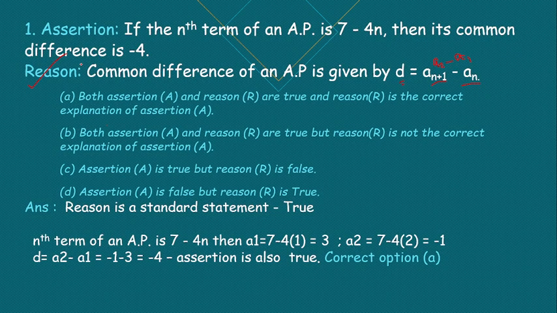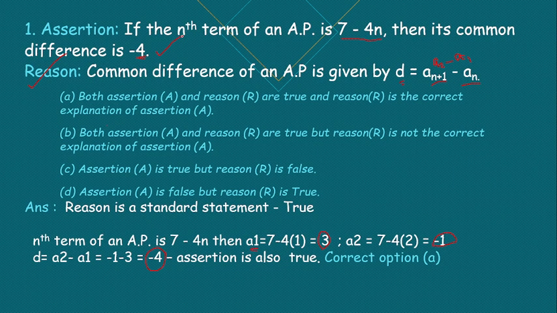Then the assertion. The assertion was given a general term to find the terms. This is the general term. So substitute 1, a1: you will get 7 minus 4 of 1, 7 minus 4, 3. Then a2, apply 2 in place of n, 4 twos are 8, 7 minus 8 is minus 1. This is term 2. Once you get term 1 and term 2, subtract them, you will get the common difference minus 4. Here also they mentioned minus 4. So the assertion is also true. Now both the statements are true.